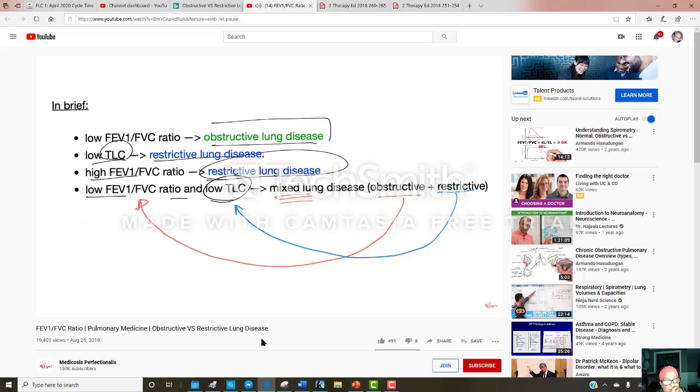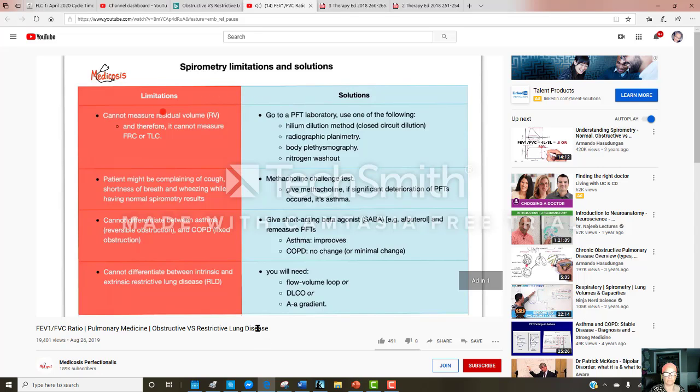Also, don't forget that if the FEV1 to FVC ratio is normal, we have two probabilities. A, the patient is normal. B, the patient has restrictive lung disease, which could be intrinsic or it could be extrinsic. Spirometer cannot tell the difference between intrinsic and extrinsic restrictive lung disease. How do we do it? You have one of three choices. A, flow volume loop. B, DLCO. Or C, AA gradient.